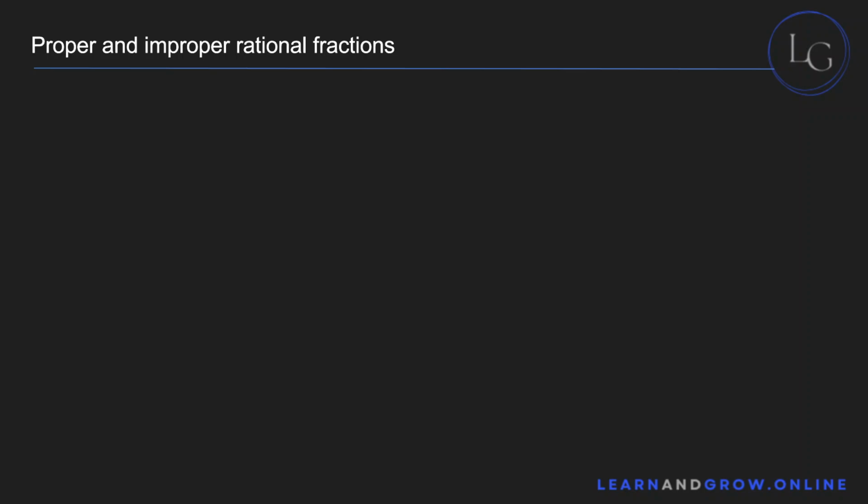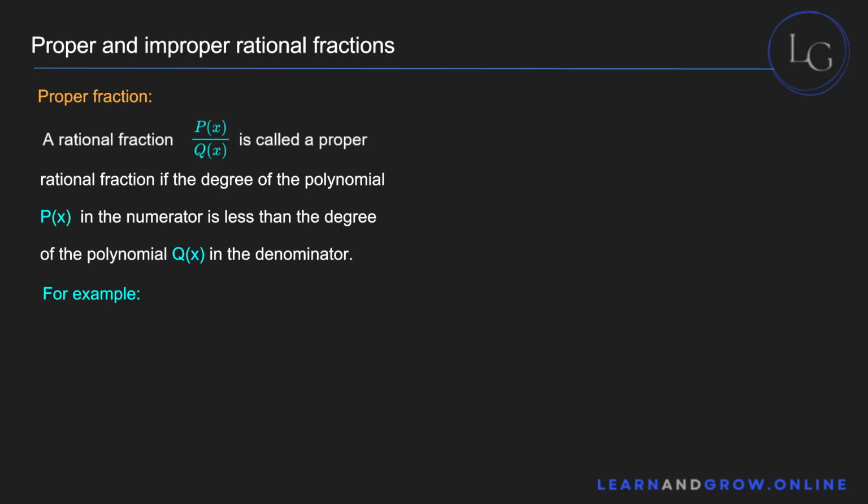So let's discuss proper and improper rational fractions. So basically, you have this rational fraction p of x over q of x. It will be a proper rational fraction if the degree of the polynomial p of x in the numerator is less than the degree of the polynomial q of x in the denominator, which really means that the highest degree of the variable x in p of x must be less than the highest degree of the variable x in q of x.